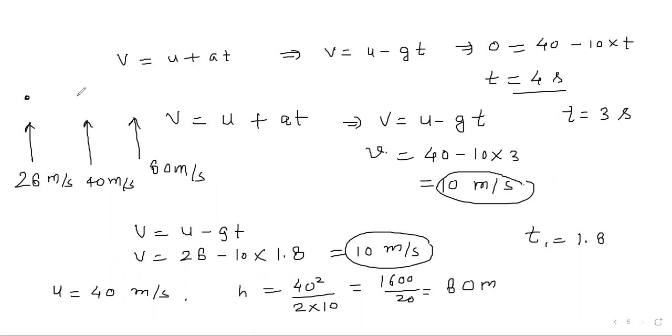So 1 second before reaching the maximum height, in all the cases, velocity will remain same, whatever may be the initial velocity of projection. As we have seen, it is 10 meter per second for both the cases. When initial velocity was 28 meter per second, and here initial velocity was 40 meter per second.